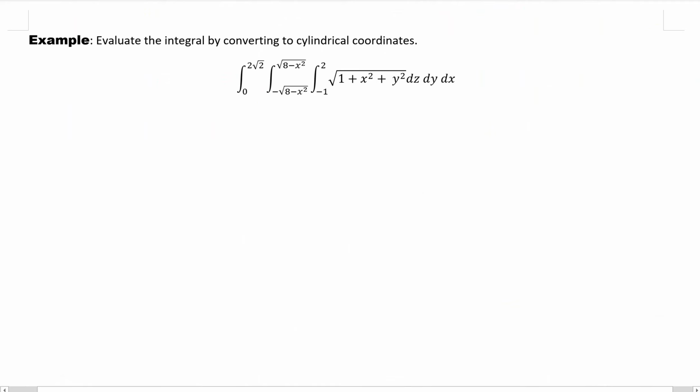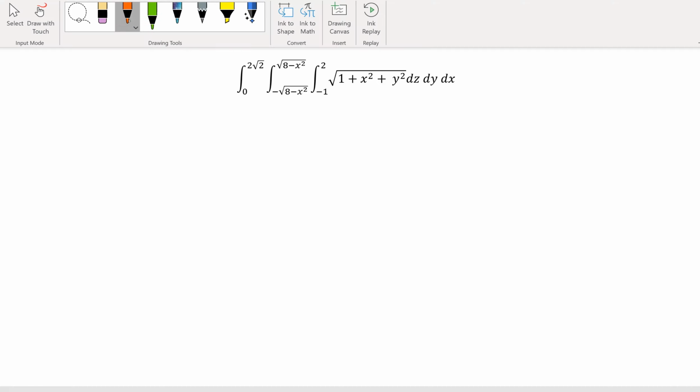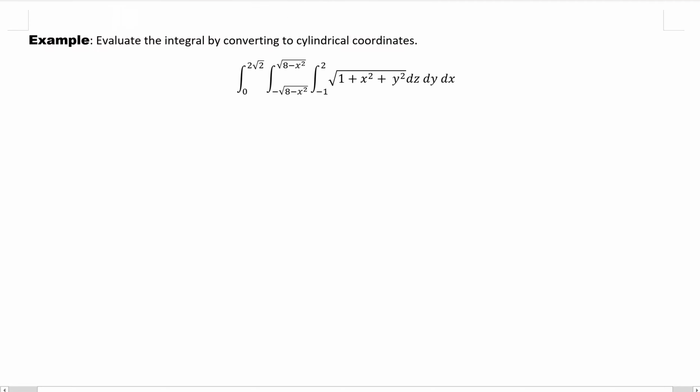Evaluate the integral by converting to cylindrical coordinates. Okay, so here we are given the triple integral in rectangular coordinates. So based on this triple integral, we've got to draw the region first. And after we draw the region, we can then convert it to cylindrical coordinates. Okay, now let's see. We draw the x, y, z axes.